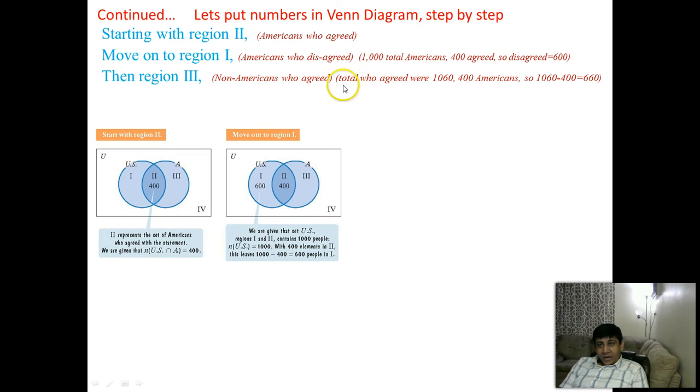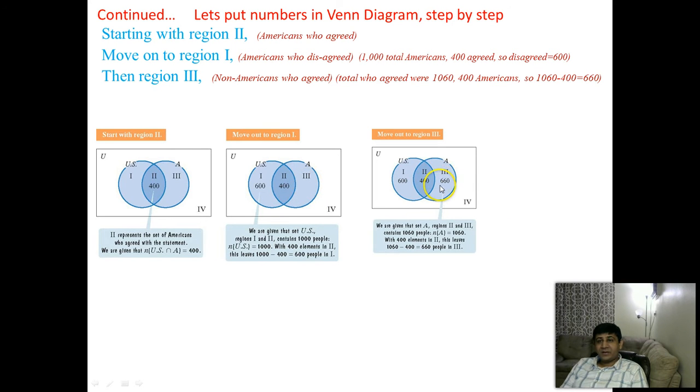So we know that the total who agreed were 1060, 400 are Americans, and the difference will give us the number for this region, which comes out to be 660. So this will have 660 up there. Okay, right there.